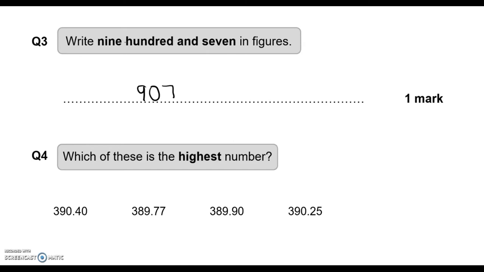So focusing on the whole number first, we've got two of them with 389 and two of them with 390. We know that 389 is lower than 390. So the highest number will be either this one or this one. The whole number part is the same, 390. Looking at the next digit, we've got a 2 here and a 4 here. So as 4 is higher than 2, this is the highest number.